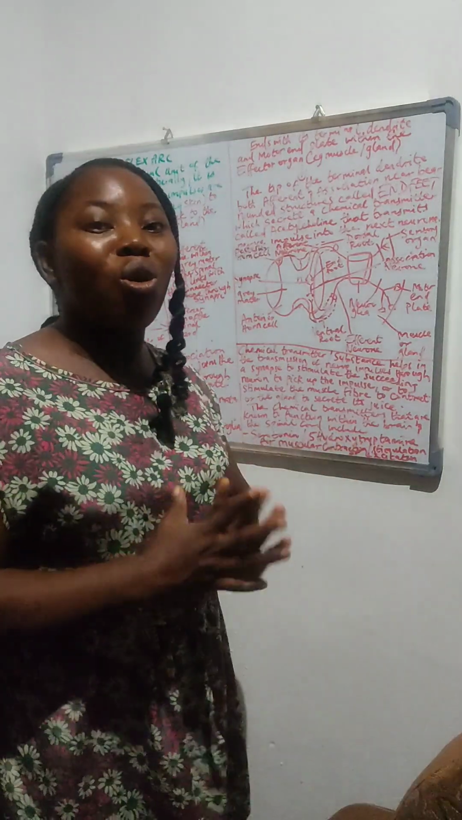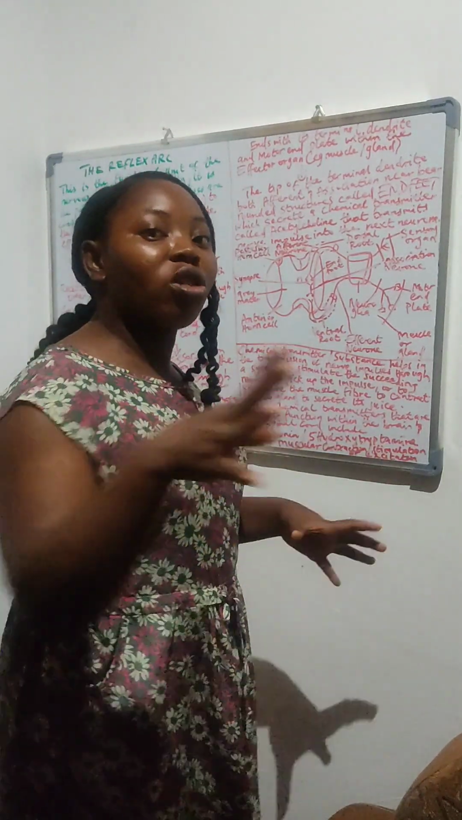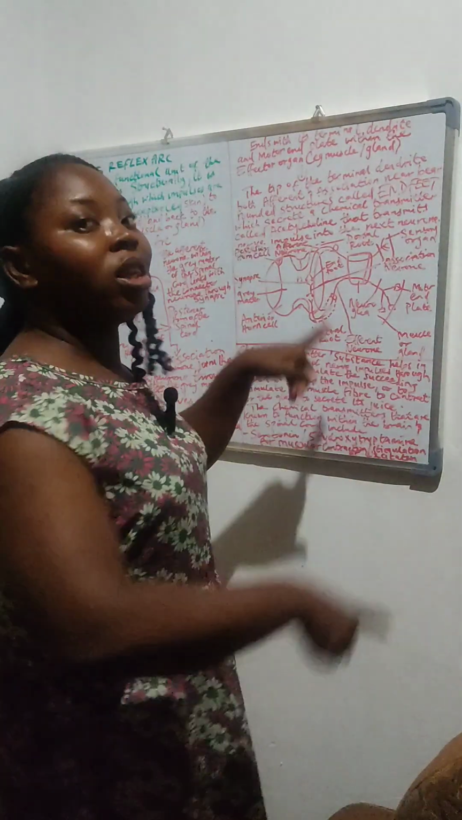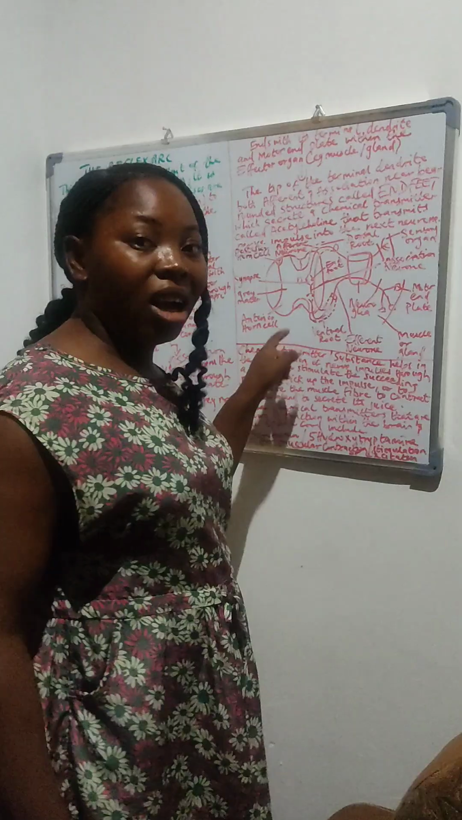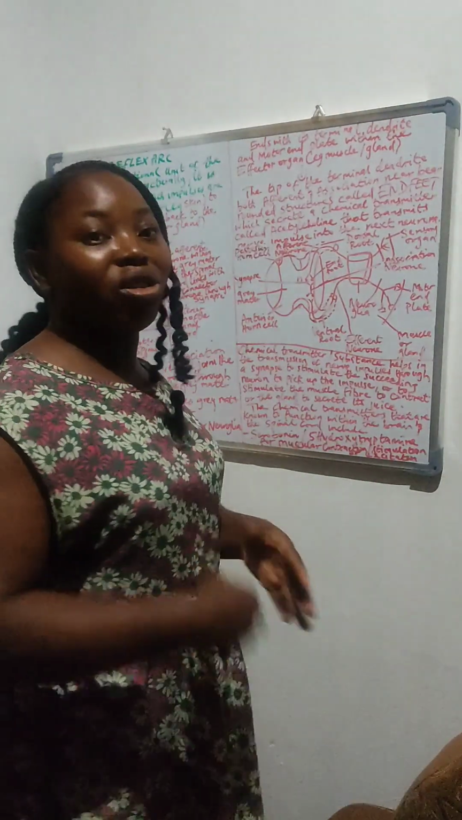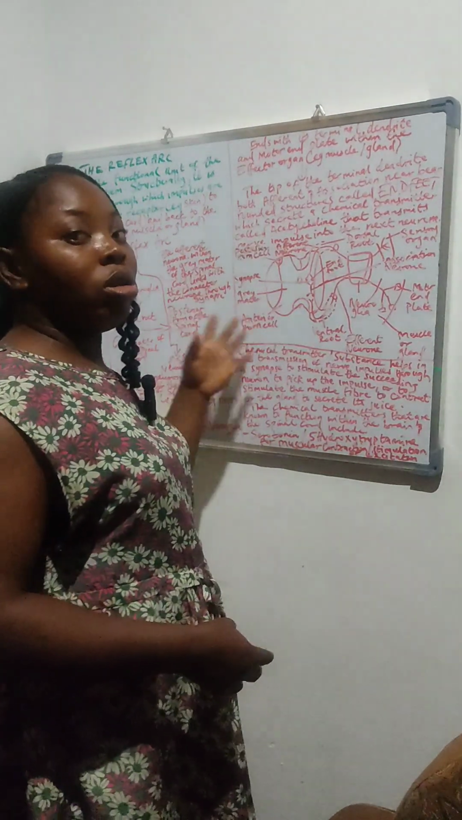So we are going to go to the reflex action. I will now use an instance. Maybe if you touch a hot pot, how the impulse is going to transmit throughout this reflex arc. It's also the same thing, just that I'll be mentioning the impulse and it will be passing through this pathway.